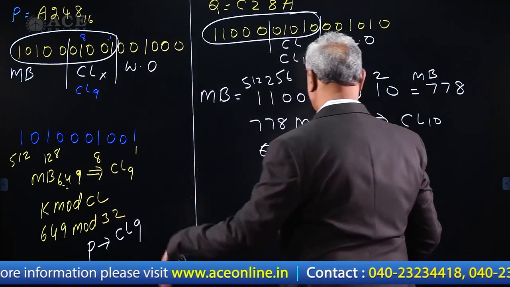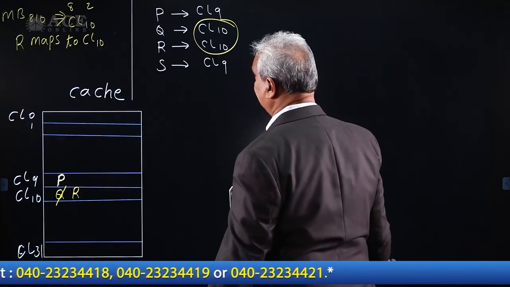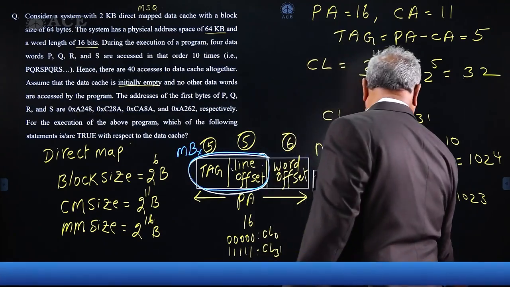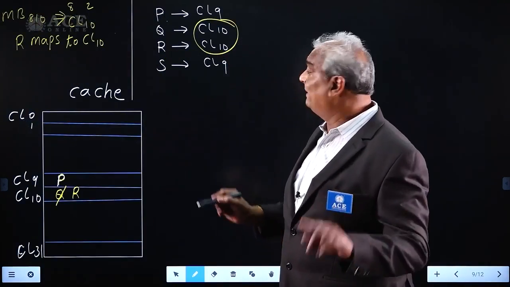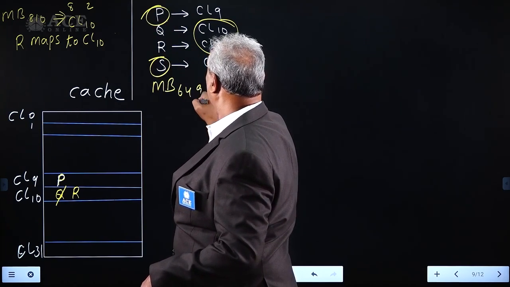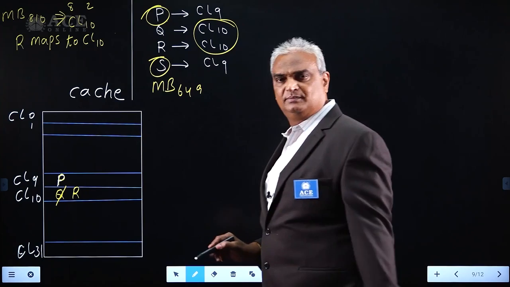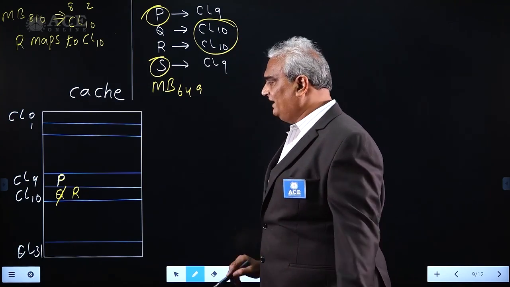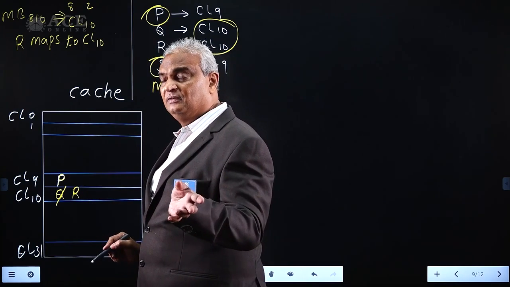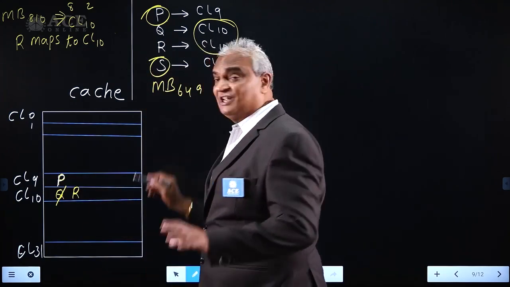At the same time, S is also available in the same block. P and S main memory block number is 649. Means these P and S words are available in the same main memory block 649, where it maps to CL9 only. Means P word and S word are mapped to CL9 only. If P is there, S is also there.